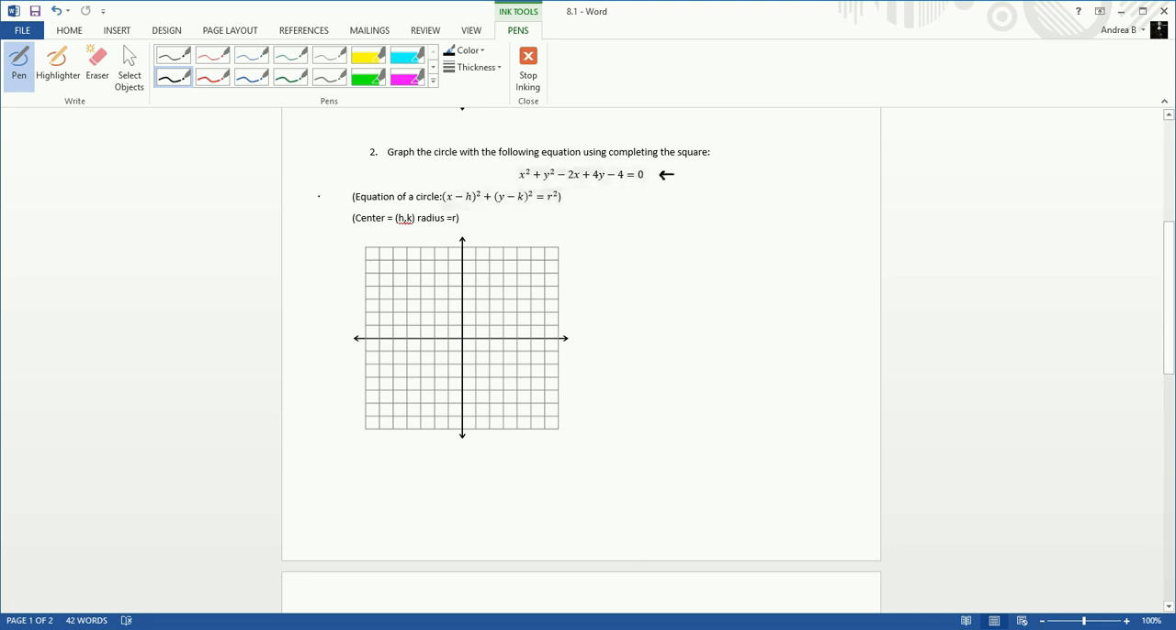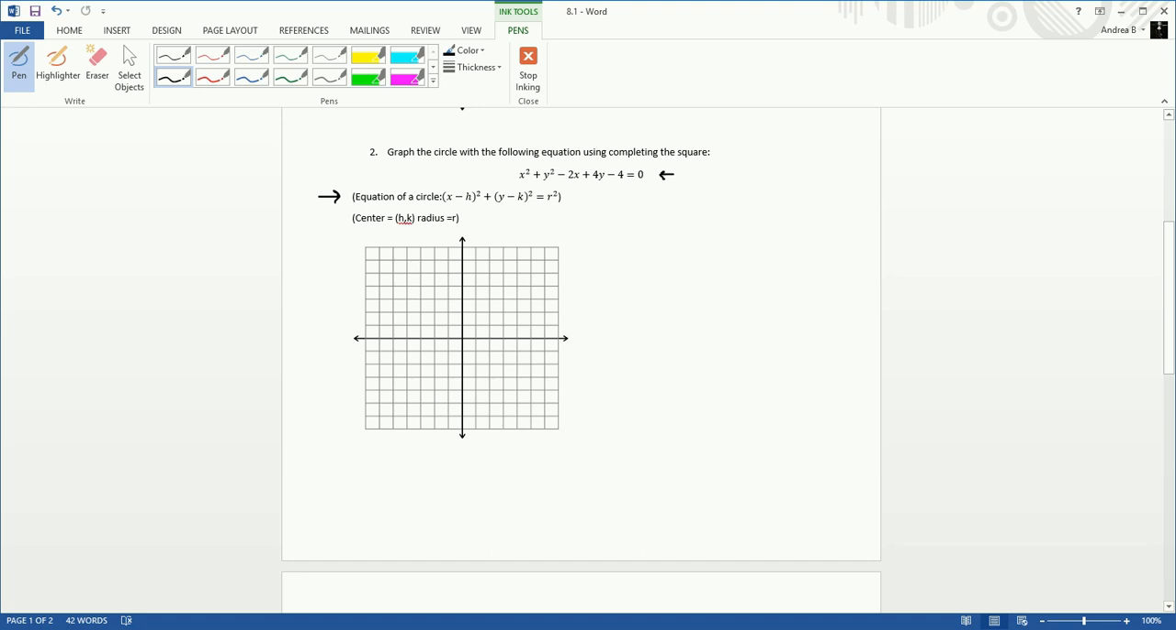We want it into this equation of a circle formula that I have written down below, where we have the x minus h squared plus y minus k squared equals r squared. So that way then we can recognize that the center is h comma k and our radius will be r. So make sure that you get it into that form to begin with if it's not already in that form.